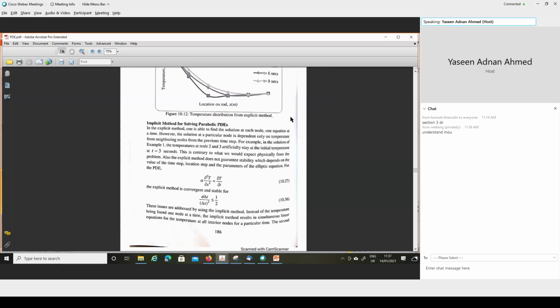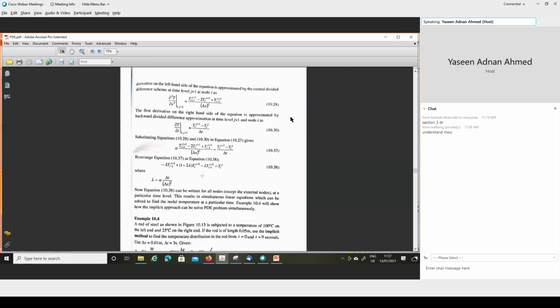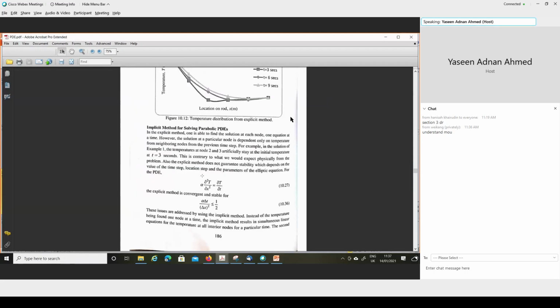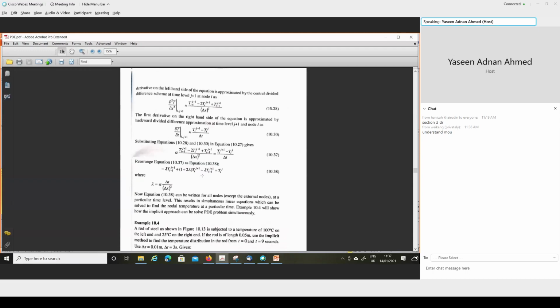Sometimes it's very difficult to choose a combination of del t and del x so that the product, alpha del t by del x square, is less than half. In that case, we cannot use the explicit method. So we have to rely on the implicit method. So what is the implicit method? If you remember, in the explicit case, we try to predict the future with respect to the current value. In this case, we do the opposite.